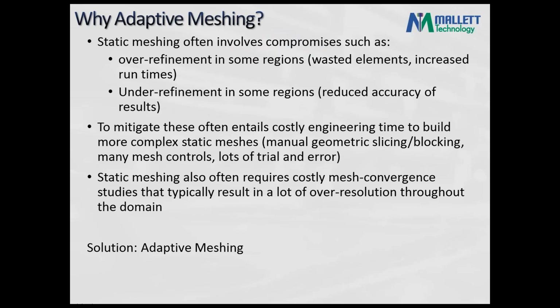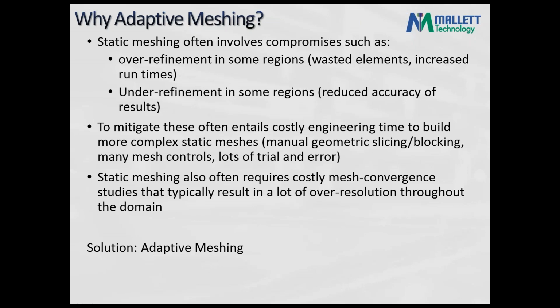CFX. So first of all, why adaptive meshing? Adaptive meshing is often overlooked by people. When we say adaptive meshing, what we mean is that the initial mesh that we create does not stay static. The solver is actually going to refine that mesh during solution. Why do we want to use adaptive meshing? Static meshing often involves some compromises, such as over-refinement in some regions, which means wasted elements and increased run times, whereas we might have under-refinement in some regions, and that's going to reduce the accuracy of our results.